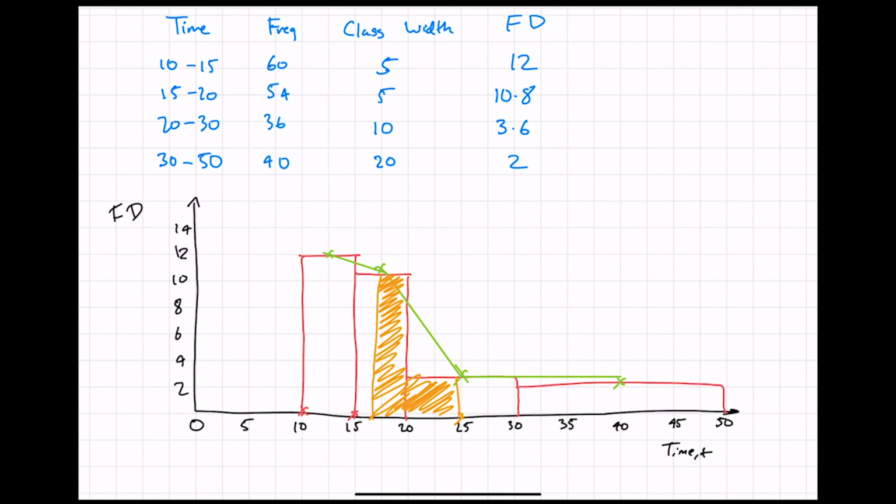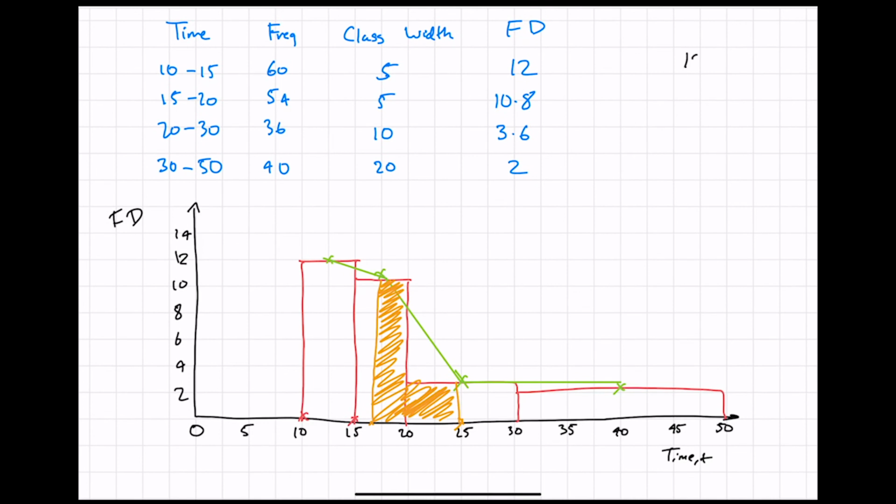So to figure that out, let's take a look at what classes this falls into. I'll write that down here so I don't forget: between 18 and 25 minutes. So where does 18 fall? 18 falls into the class over here. And where does 25 fall? 25 falls into this class. In this class, I've got 15 to 20 people, and 18 falls somewhere over here. So I need to extrapolate between this graph.